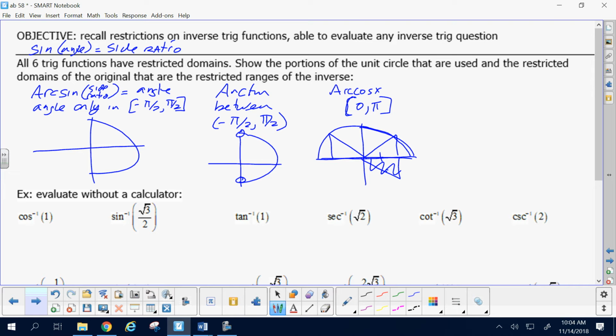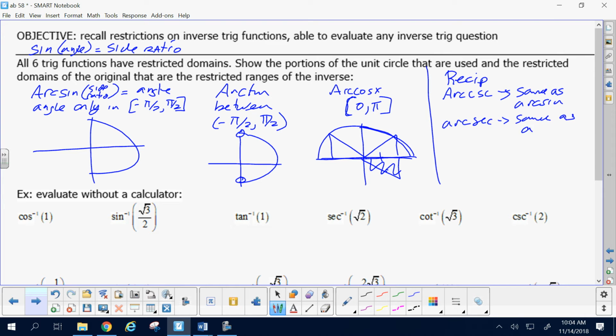All right. Last but not least, inverses of the reciprocals. Arc cosecant is the same as arc sine. Arc secant is the same as arc cosine. The only one that's different is arc cotangent. Arc cotangent is 0 to pi. Not inclusive, it should be soft. It's not the same. All right.